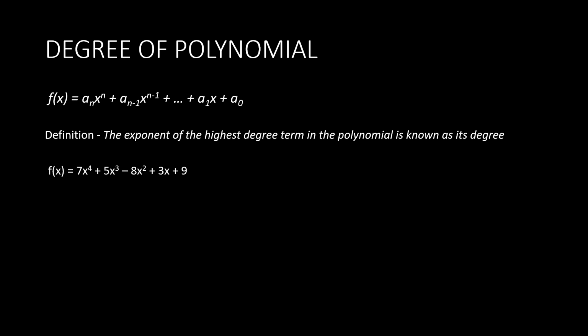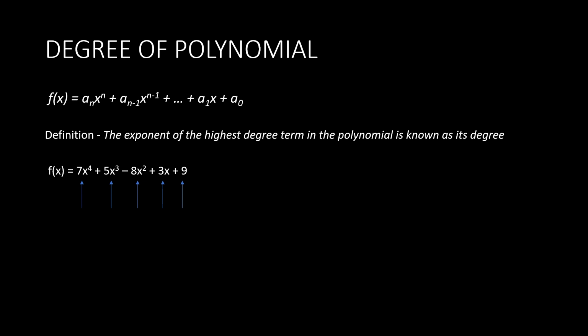Suppose we consider a polynomial f of x equals 7x raised to 4 plus 5x cubed minus 8x squared plus 3x plus 9. All right. Now, as we did, tell me how many terms are there in this equation? So we have 7x raised to 4, we have 5x cubed, we have negative 8x squared, we have 3x and 9. So there are 5 terms that make up this polynomial.